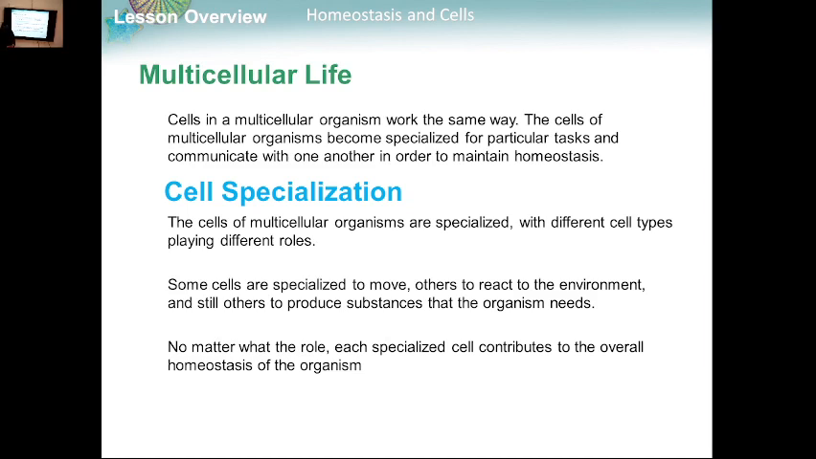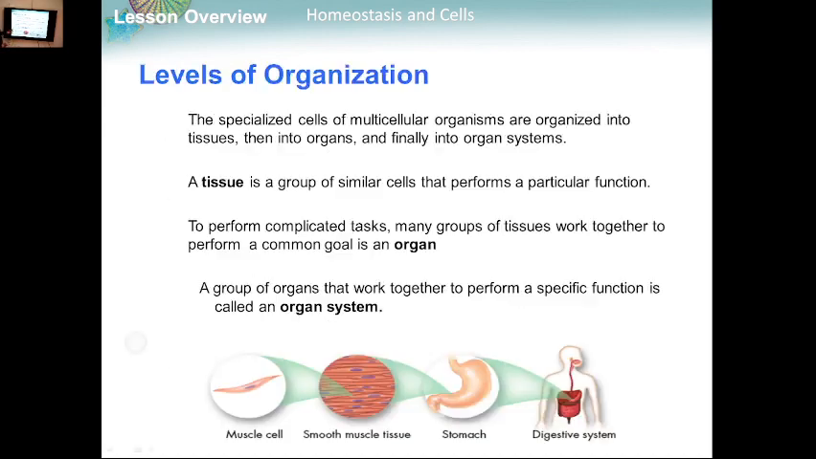Again, multicellular organisms have different cell types, okay, and each type of cell has a different function. All of these cells together will maintain homeostasis. Each cell has a different function, but all the cells need to coordinate to achieve homeostasis.